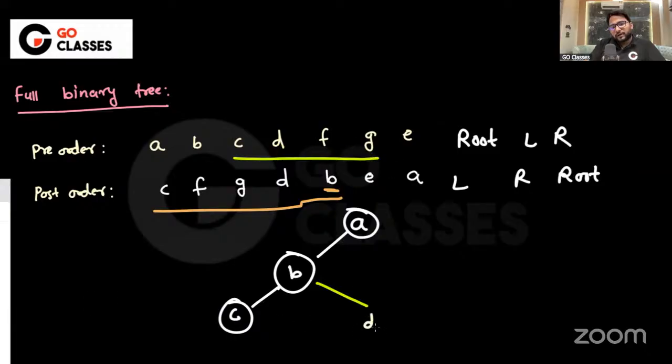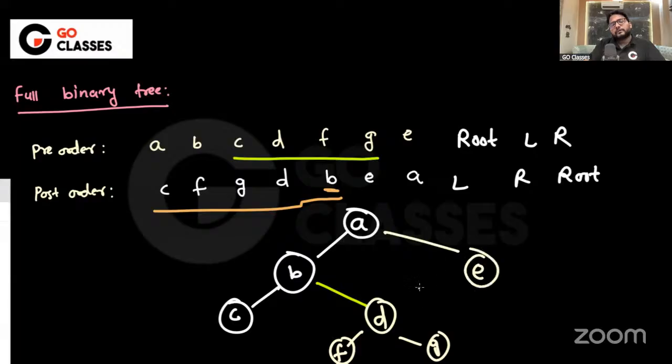So DFG. Now again here, what is the root? Whatever comes first is the root, right? So D is the root, F will be on the left, and G will be on the right. Is this fine to everyone? Now only E is remaining. E you can write here. See what is happening here. Let me just tell you.